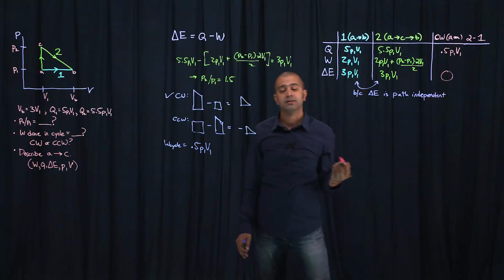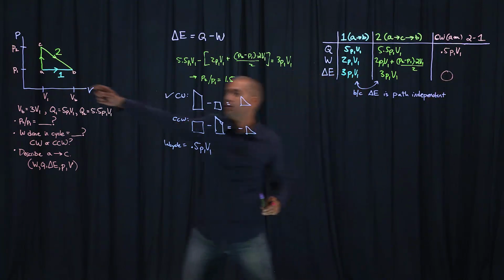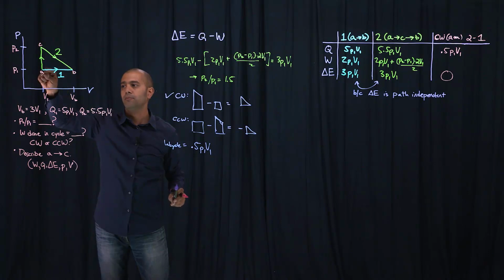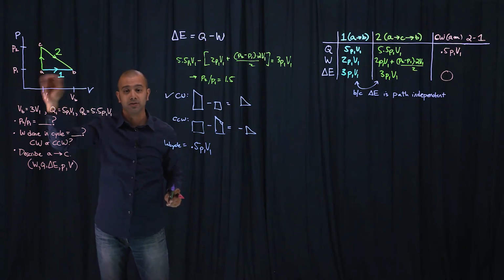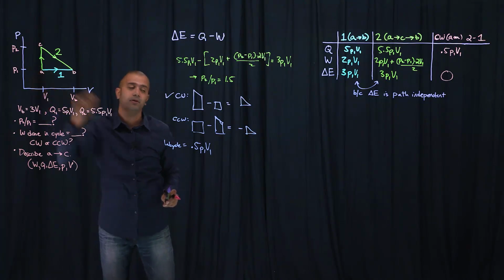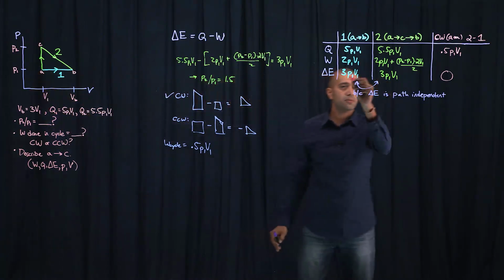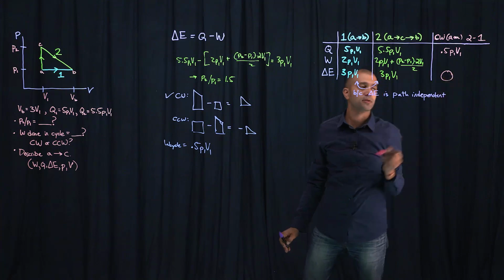Now that has to be the case. Every time you have any sort of cycle in a PV diagram, whenever you come back to the original point you started at, the internal energy change has to be 0. You have to get back to where you started. So these numbers have to make sense in terms of canceling out to 0.